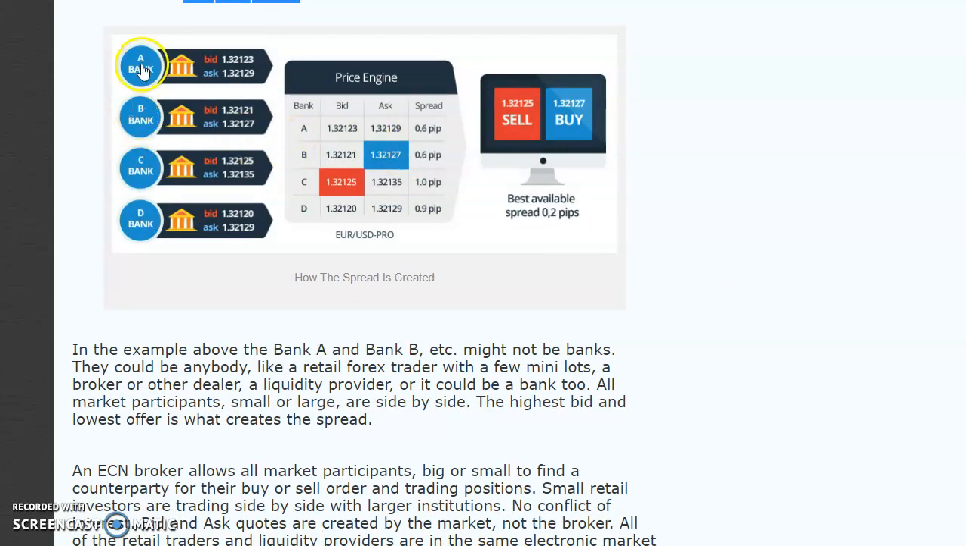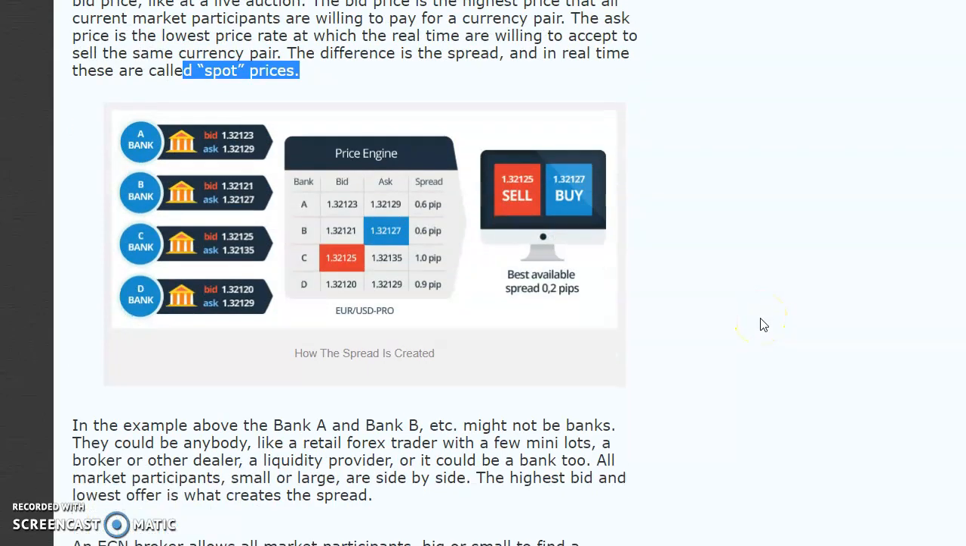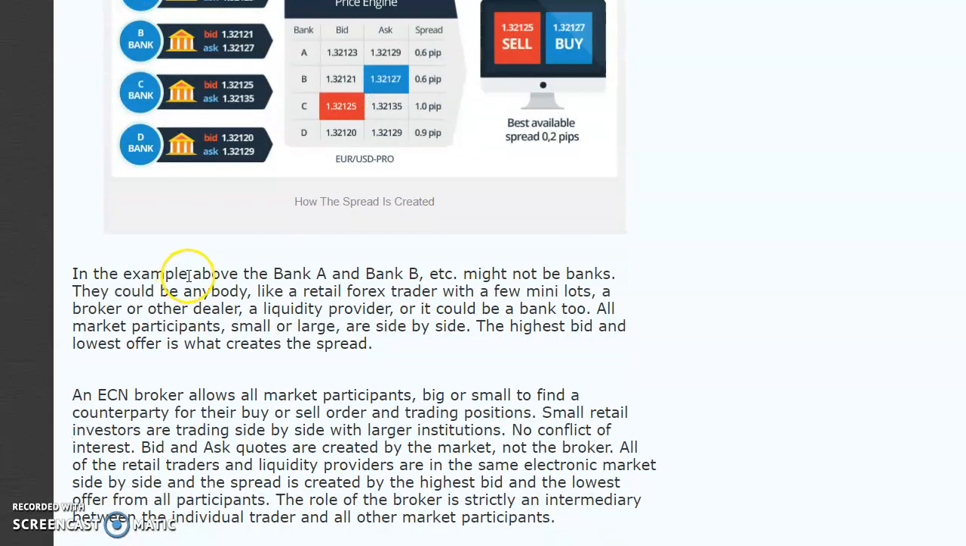Now, when I say market participants, this says bank, bank, bank, bank. That's really not true. The way it works now in 2021 and for several years now, these may not be banks at all. These are just market participants. It could be a dealer, a liquidity provider. It could even be a retail trader. Now, it could be a bank, but anyone who deals in the Forex, if you've just got 5 mini lots and you're putting them out there in the market, you are a market participant and you will be side to side. So all the big and small players are in the market together in the same marketplace.